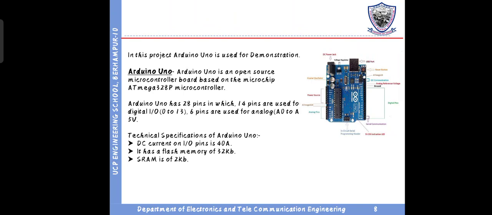Arduino Nano is an open source microcontroller board based on the Microchip ATmega328P microcontroller. Arduino Nano has 28 pins, in which 14 pins are used for digital, 10 to 13, and 6 pins are used for analog, A0 to A5. Technical specification of Arduino Nano: DC current on I/O pins is 40 mA. It has a flash memory of 32 KB, and SRAM.